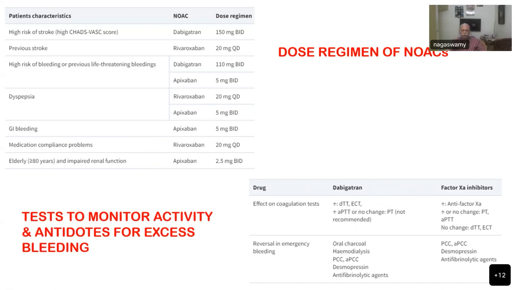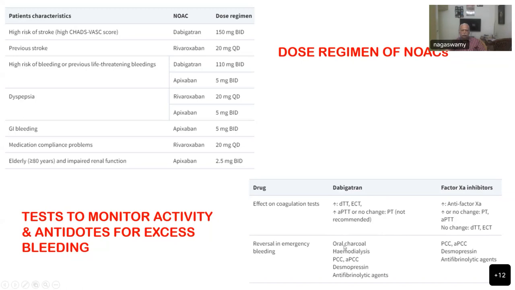So the effect on coagulation tests: with dabigatran, there is an increase in direct thrombin time and ECT, an increase in APTT, and no change in prothrombin time. For factor 10A inhibitors, the anti-factor 10A is increased, and there is no change in prothrombin time or APTT, no change in direct thrombin or ecarin clotting time.